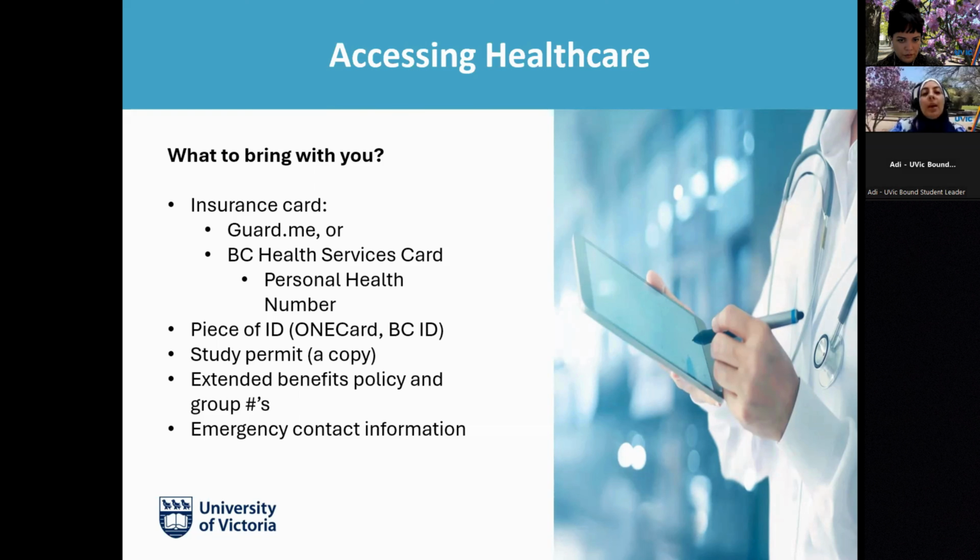If you're seeing a doctor that is covered under the extended benefits or extended health insurance, then having your policy and group numbers is more than enough. You usually don't need to show the card itself, and I know Megan mentioned you don't have a physical card for the extended health. It would be useful to always have in mind an emergency contact, whether a friend or a roommate, because some of the paperwork you fill out will always ask for one.